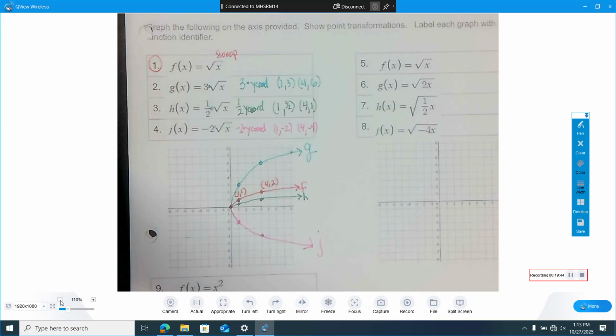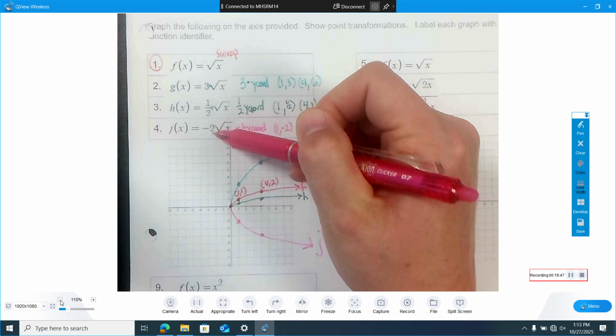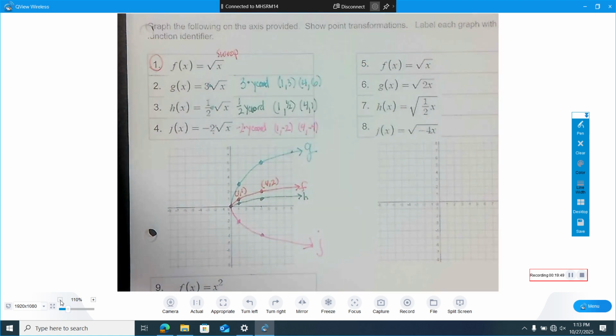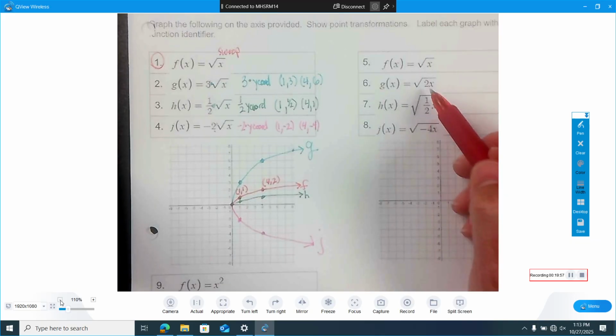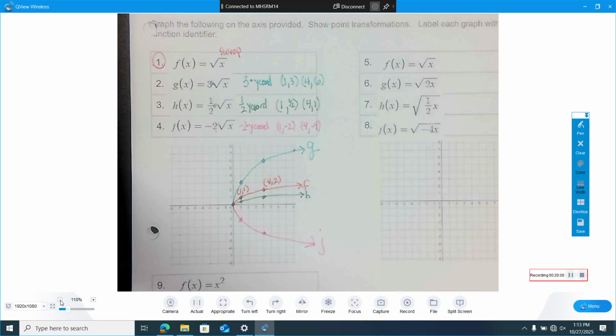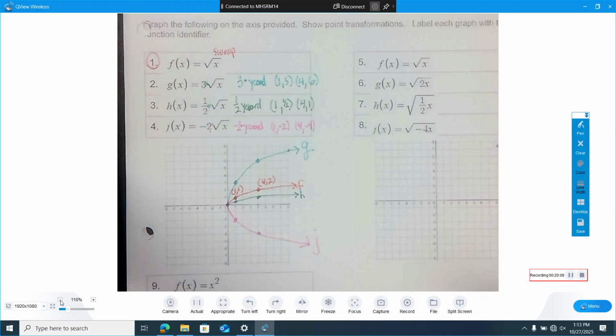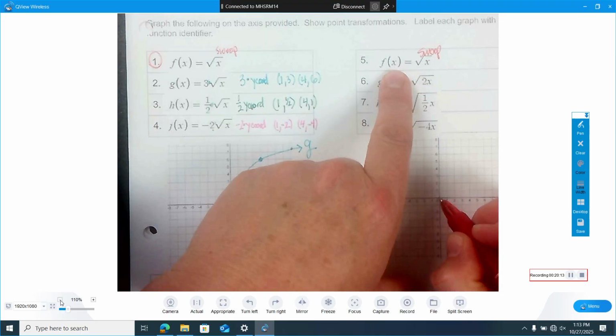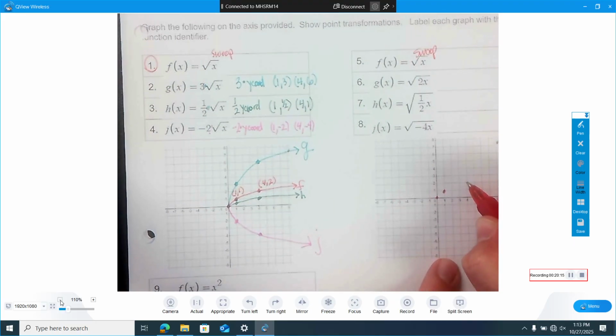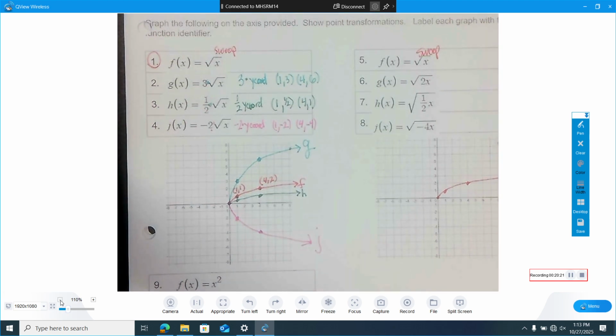So all of those numbers were out in front, and so every one of those numbers affects things vertically with our vertical axis, our y-axis. Now, on 5, 6, 7, and 8, all these numbers are inside with x, and so they're going to affect x or y coordinates. X coordinates. So we're going to start with our parent function, our square root swoop. So that again goes through 0, 0, 1, 1, and 4, 2. And so there's our square root swoop function.